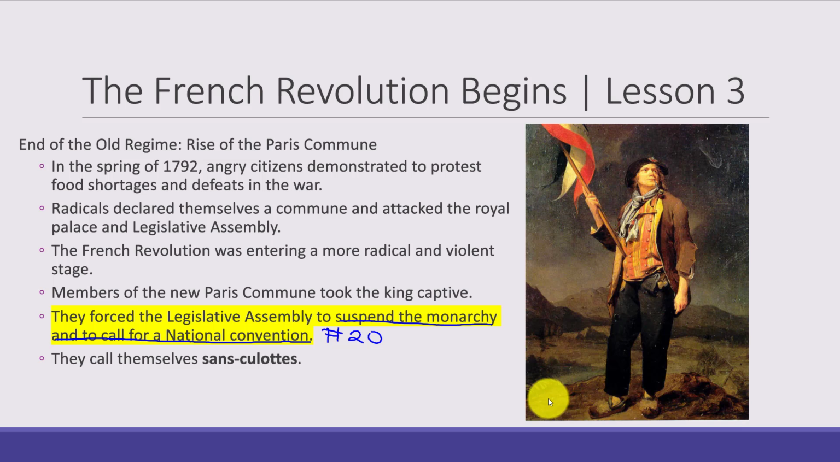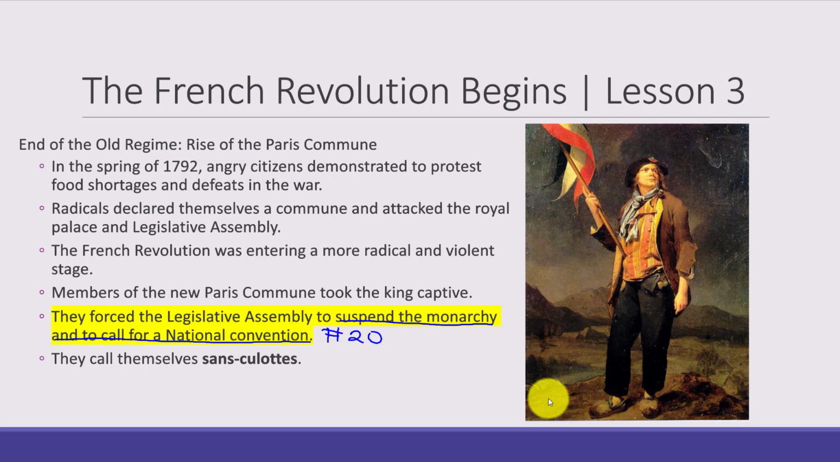change things very quickly, and they started to attack the Legislative Assembly, and they developed their own commune within themselves and became a little bit more violent. And that commune was called the Paris Commune, but they called themselves the Sans-Culottes, right? And their basic purpose was to suspend the monarchy and call for a national convention. So again, they wanted to remove the king and queen altogether, not having a king and queen anymore, and having a national convention where they can establish something similar to what the United States of America created, right?